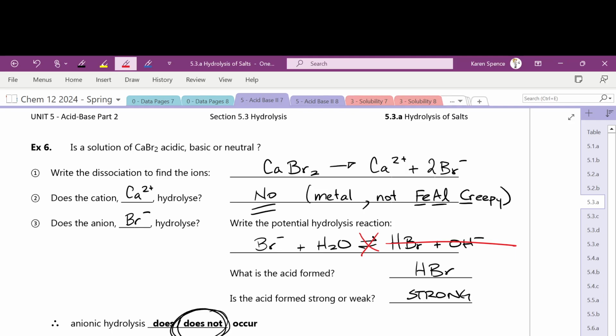If you're done, you can check your answer up here. This solution should be neutral. And when you get good at doing this, if this was a multiple choice question, you wouldn't go through all this work. You'd be like, calcium does not hydrolyze, it's not feel creepy, it's not ammonium. Bromide, oh, I know that's the conjugate base of a strong acid, so no, it's neutral. And you just be like, this salt is neutral, okay?